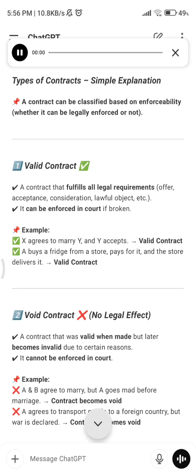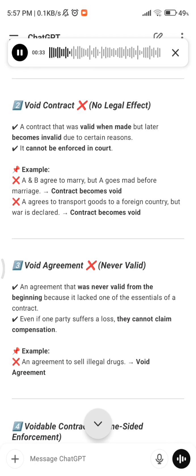Types of contracts: simple explanation. A contract can be classified based on enforceability, whether it can be legally enforced or not. 1. Valid contract. A contract that fulfills all legal requirements: offer, acceptance, consideration, lawful object, etc. It can be enforced in court if broken. Example: X agrees to marry Y, and Y accepts. Valid contract. A buys a fridge from a store, pays for it, and the store delivers it. Valid contract. 2. Void contract. No legal effect.